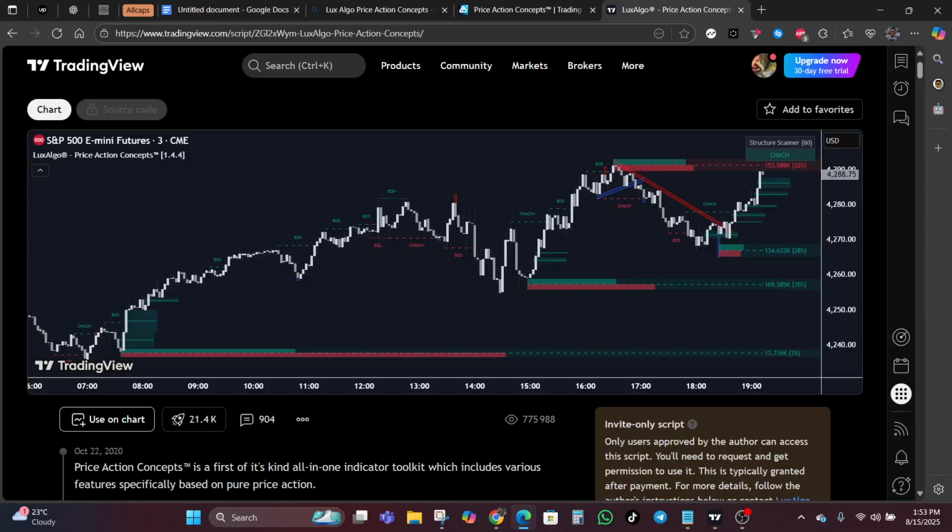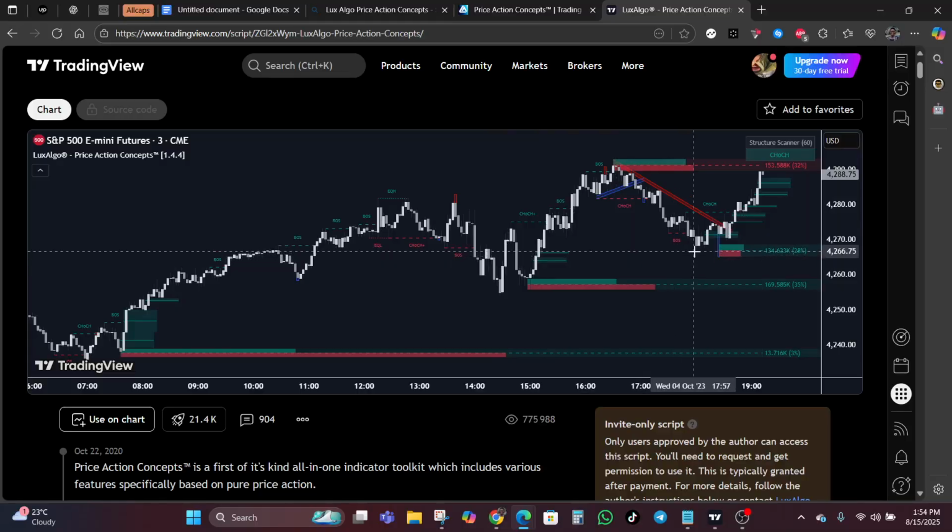It also highlights supply and demand zones, as you can see. So you can see where big players, the so-called smart money, are likely placing their orders. Instead of chasing random price movements, you can wait for price to return to these zones and make more informed decisions. Now the beauty of this indicator is its flexibility.